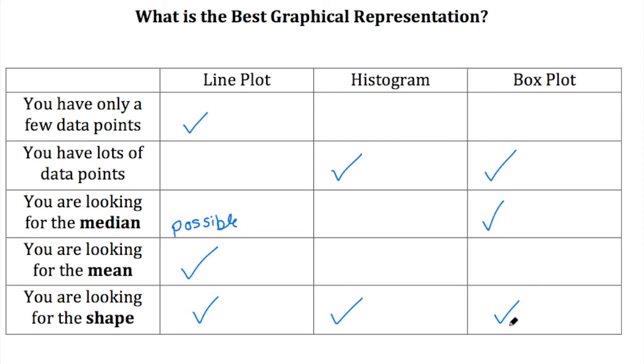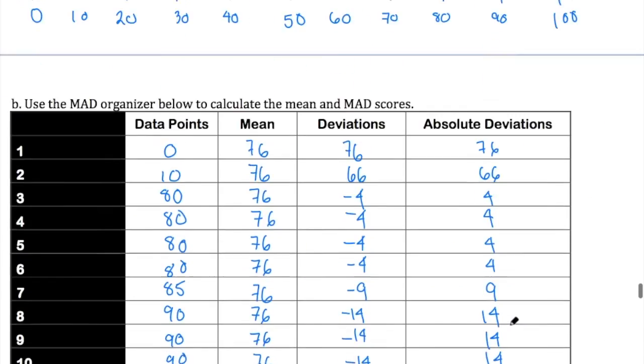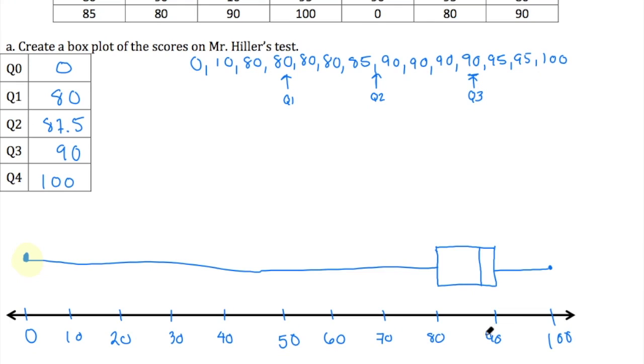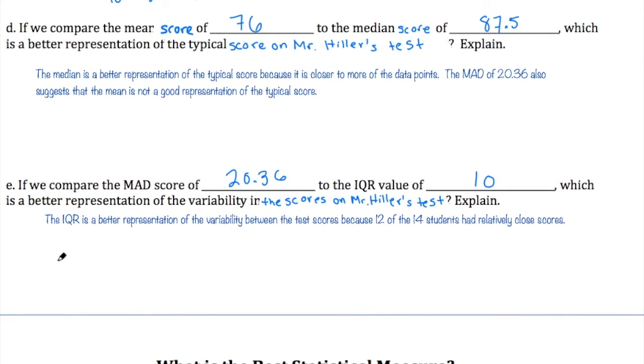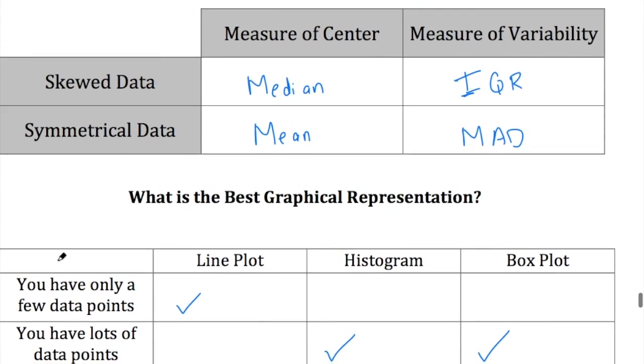For shape, though, any of these three measures will work for us. So we can see even in this box plot here, there's a long tail to the left. That's saying this is skewed left. So any of those measures can help us find our shape.